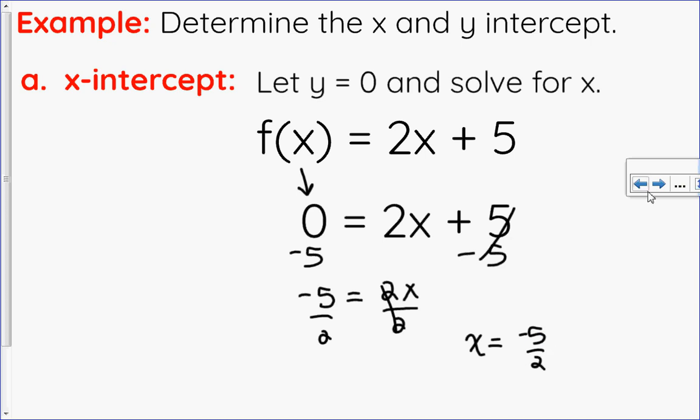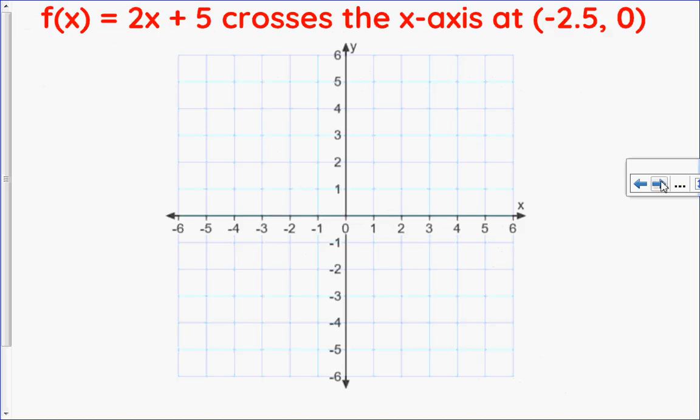So that is going to be where I cross the x-axis. Of course, I want to list that as a point. So the x-intercept as a point would be (-5/2, 0), which is really (-2.5, 0). So the function f(x) = 2x + 5 crosses the x-axis at (-5/2, 0) or (-2.5, 0). So I can just plot that point on my graph right there.